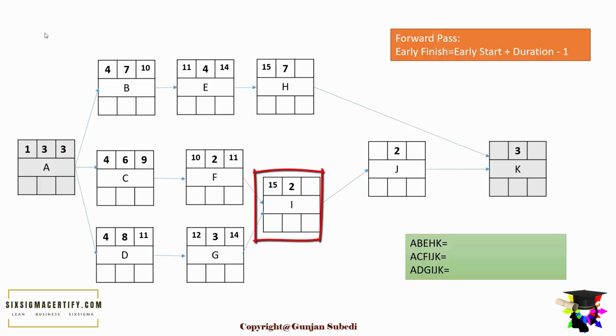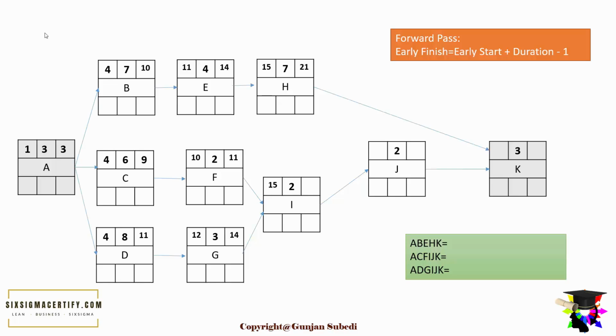For I, it's not 12 days, it's 15 days, because I is the step which we can start after both F and G are completed. So we can start I only after both of these process steps are completed. We already completed process step F in 11 days, but G took 14 days. So we can start I only after we have found the early finish of process G. So the early start for process I is 15.